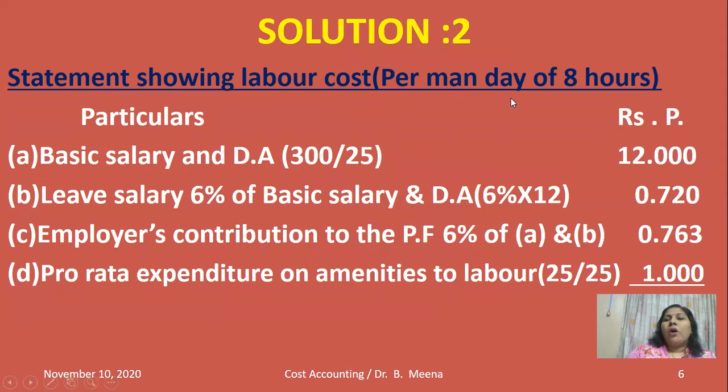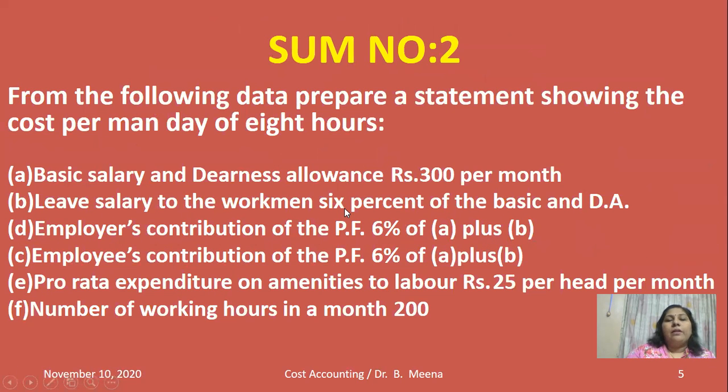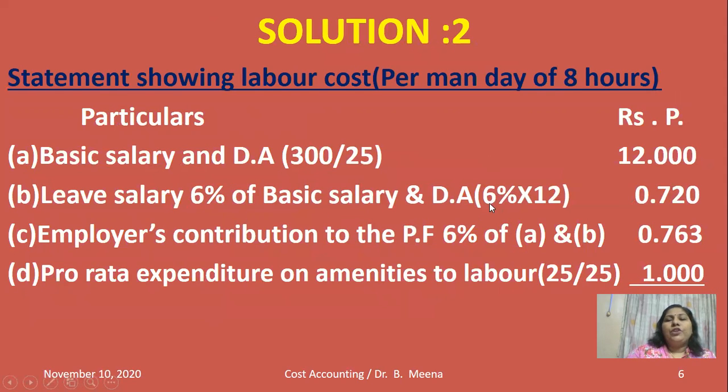Statement showing labor cost per man day of 8 hours. Basic salary and DA, which is given as 300 per month. I need to convert for a day. So divided by 25 days, 12 rupees. Then next is leave salary, 6% on basic and DA. So 6% into 12 rupees, I'll get 0.72.